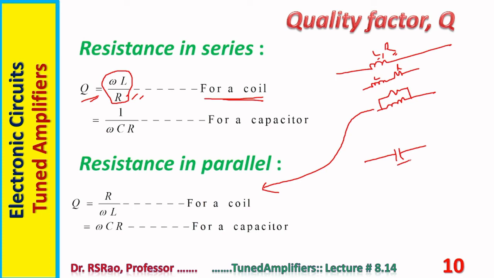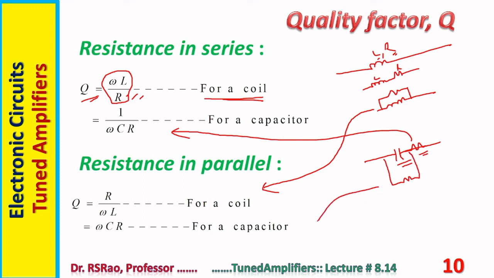Usually, practical capacitors are associated with resistors too. This resistance can be denoted in series with the capacitor, or it can be denoted in parallel with the capacitance. When it is denoted in series, then Q is 1 by omega CR. When the resistance is placed in parallel with the capacitor, then Q is omega CR.